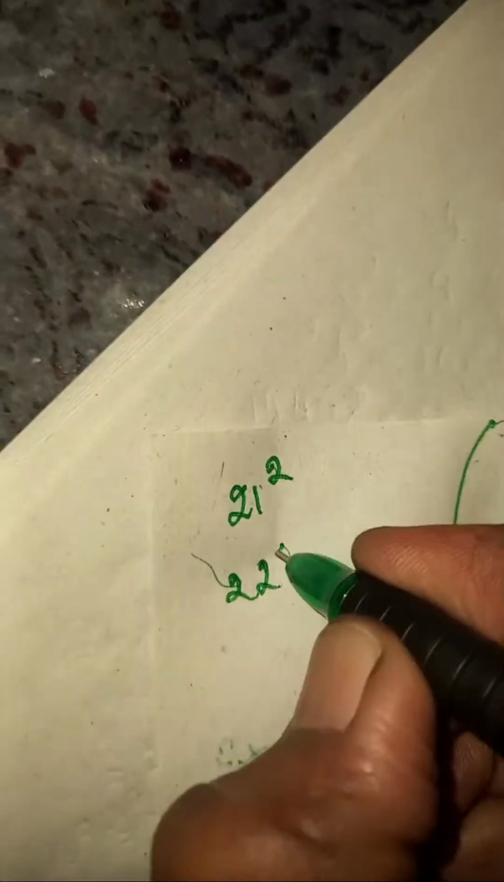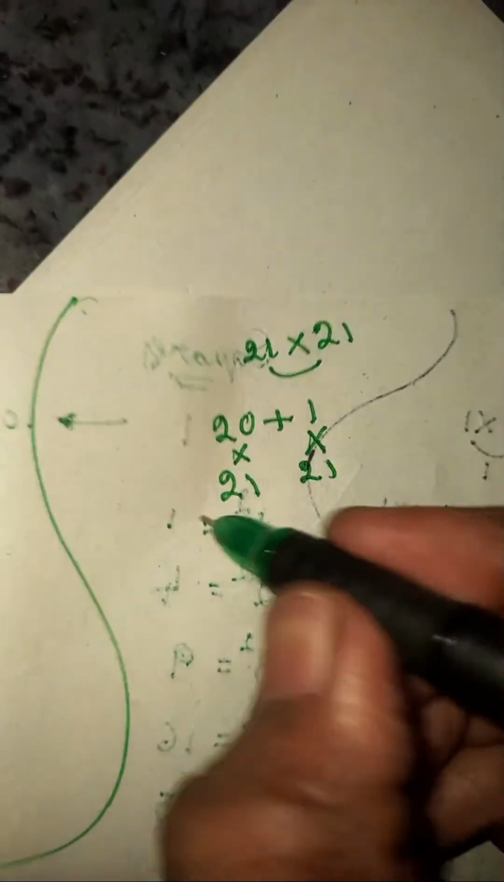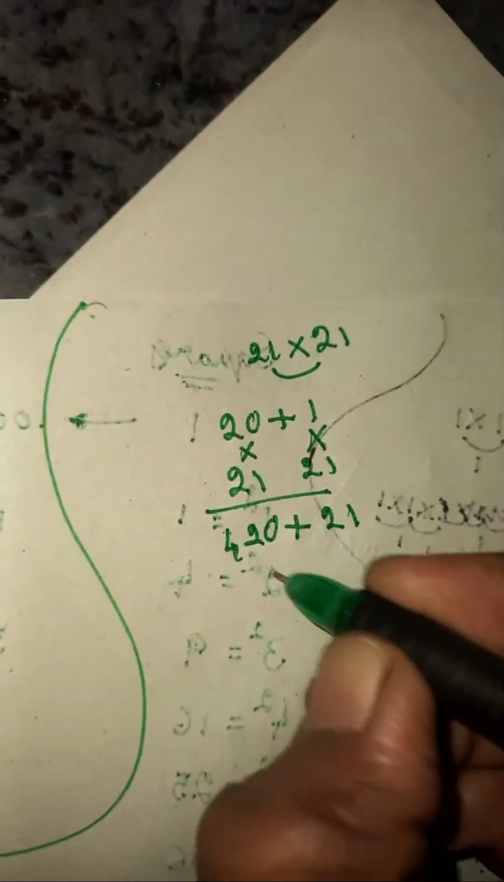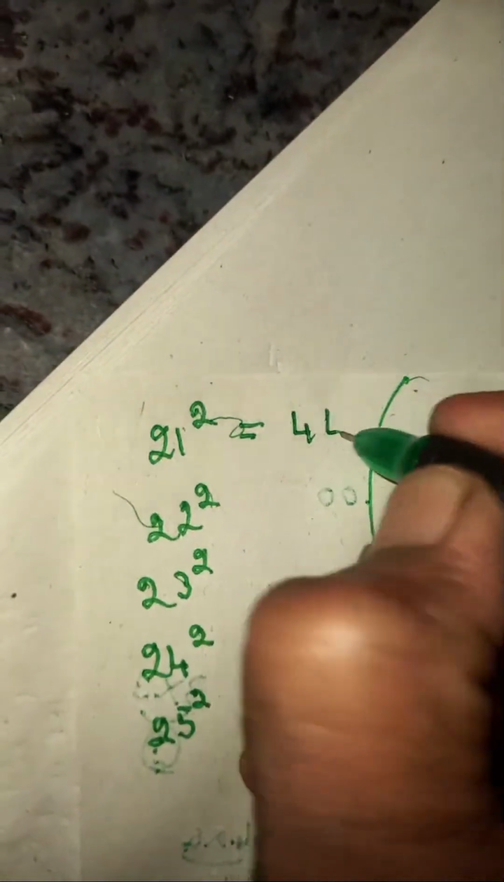Let's take 21 square, 22 square, 23 square, 24 square and 25 square. This 21 square means 21 times 21. You can split this as 20 plus 1. Multiply here with 21, and here also with 21. 21 times 2 is 42, so it is 420, plus 21 times 1 is 21. When you add, it becomes 441.